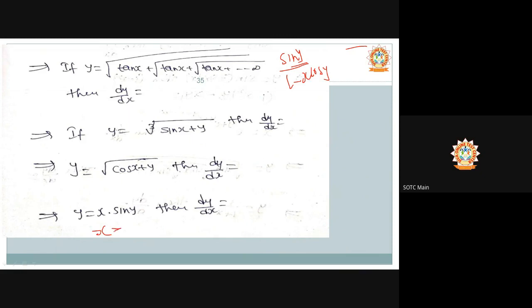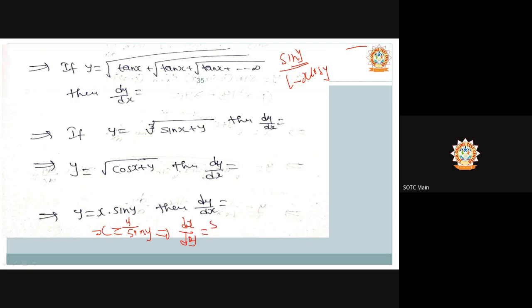Make x equal to y by sin y, right? So now try to find dx by dy. Previously they gave y is equal to something, now x is equal to something in the form of y. So that's why we are finding dx by dy. So find dx by dy using the u by v rule.